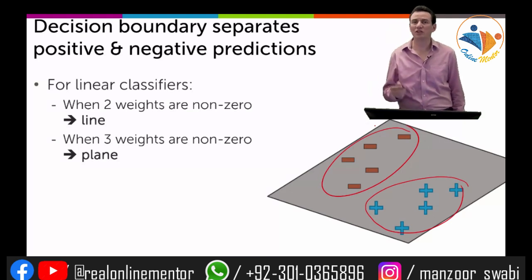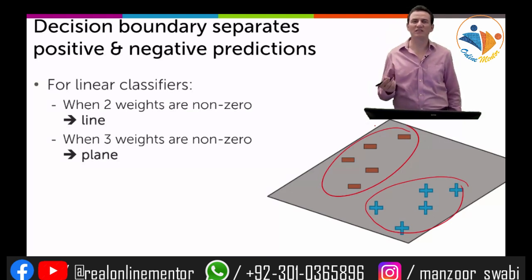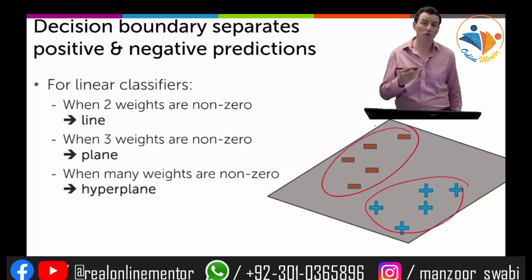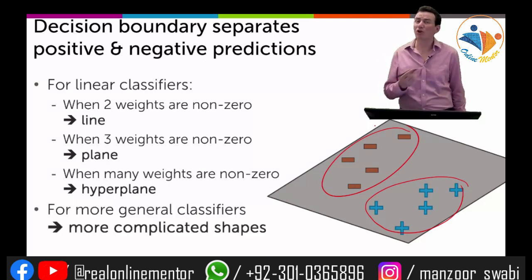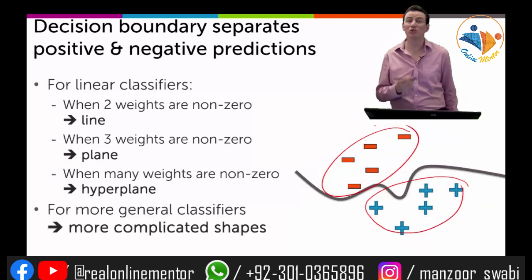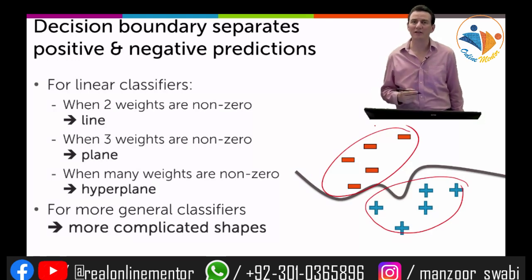And the plane is somehow inclined in the space. Now, when you have not just 3 non-zero words, but in real applications, you're going to have tens of thousands of words with non-zero weights. In that case, we call those really high-dimensional separators hyperplanes. Now, of course, you can use more than linear classifiers, you can use more complex classifiers. And those, instead of lines or hyperplanes, have more complicated shapes or squiggly separations. And we're going to learn more about that in the classification course.